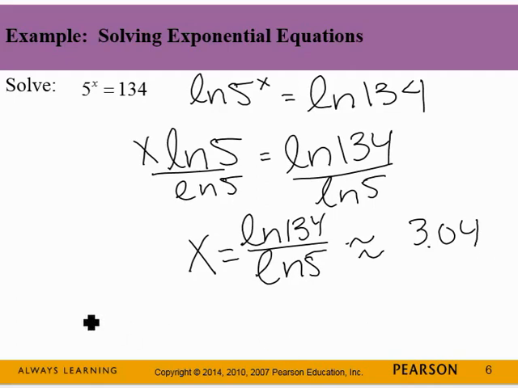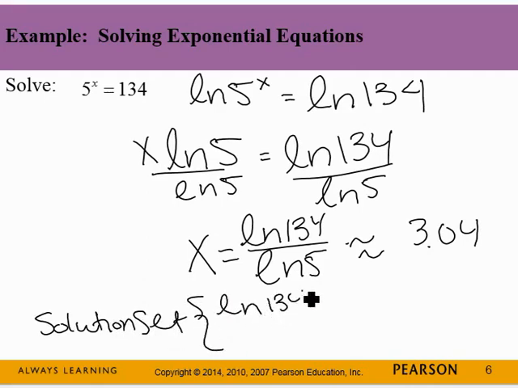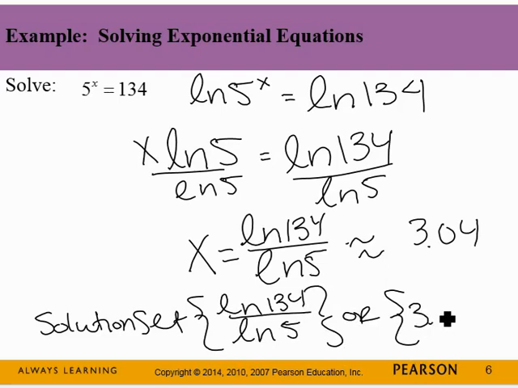So depending on how the question has their answer phrased, your solution set can be ln 134 over ln of 5. Or it may be set up as 3.04. It all depends on their preference at the time.